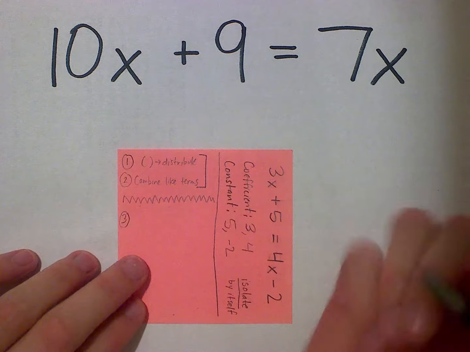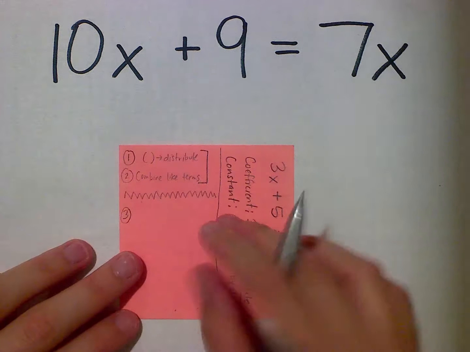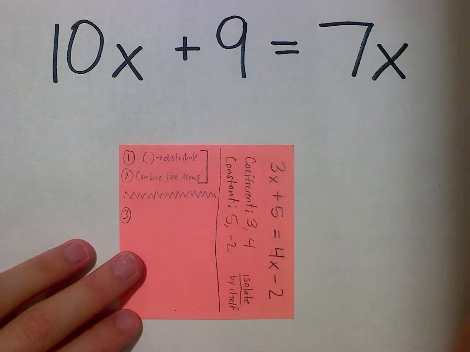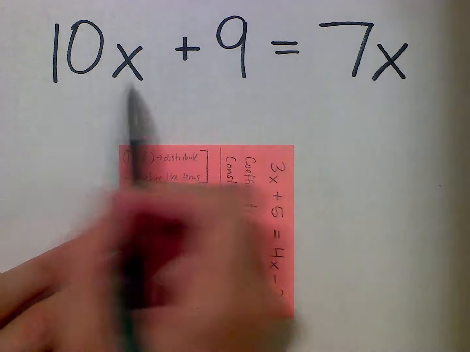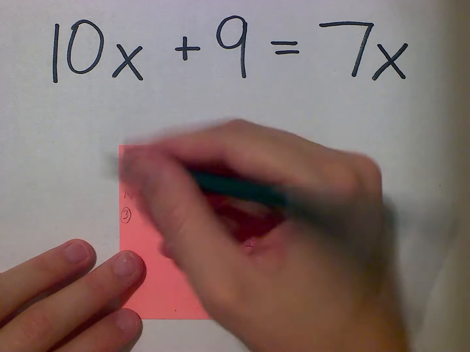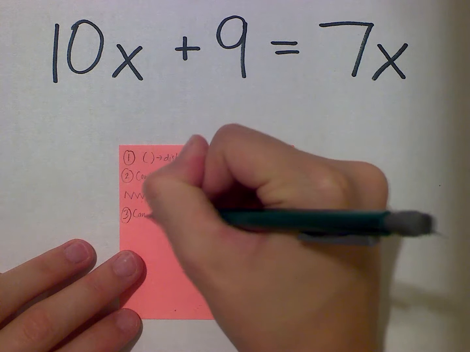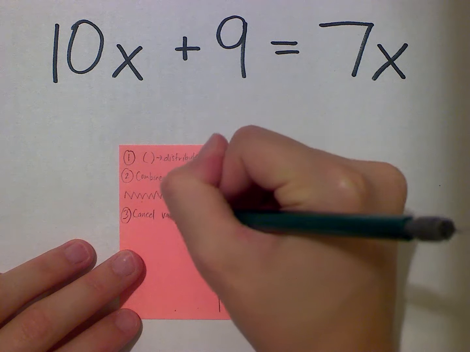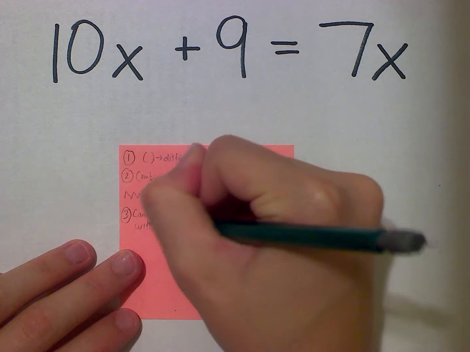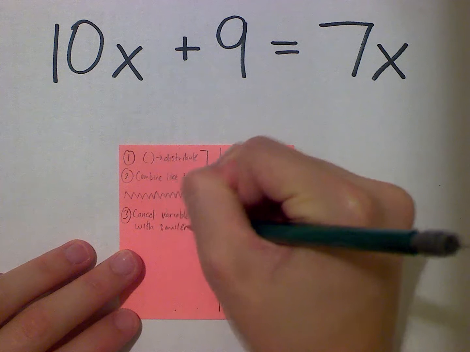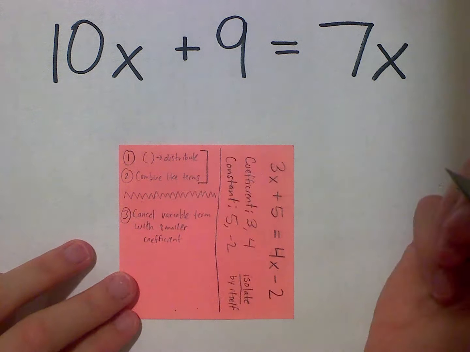And what we do is we want all the variables on one side. So I'm going to look for the variable term. Like this is a variable term, 7x. This is a variable term, 10x. I look for the variable term with the smaller coefficient and I cancel it. So cancel variable term with smaller coefficient. Okay, that's step 3.